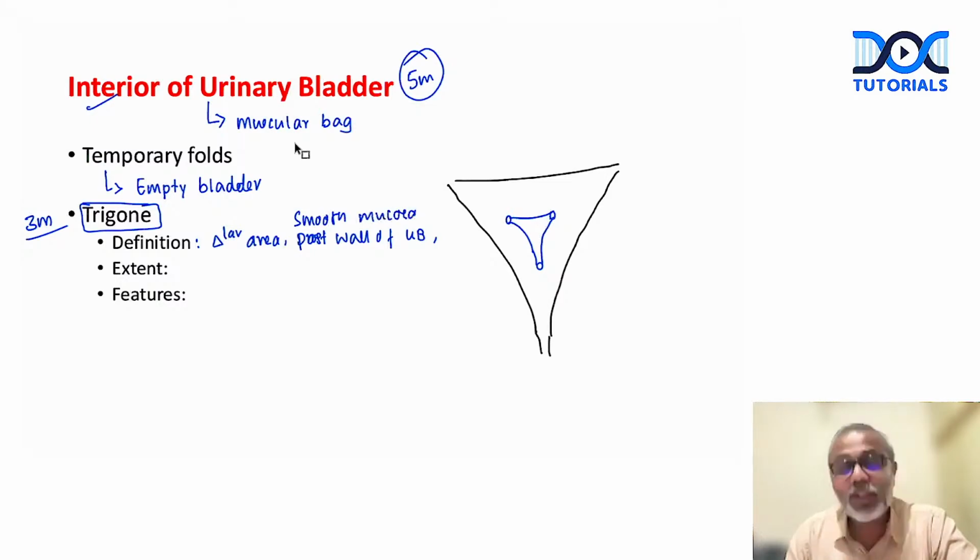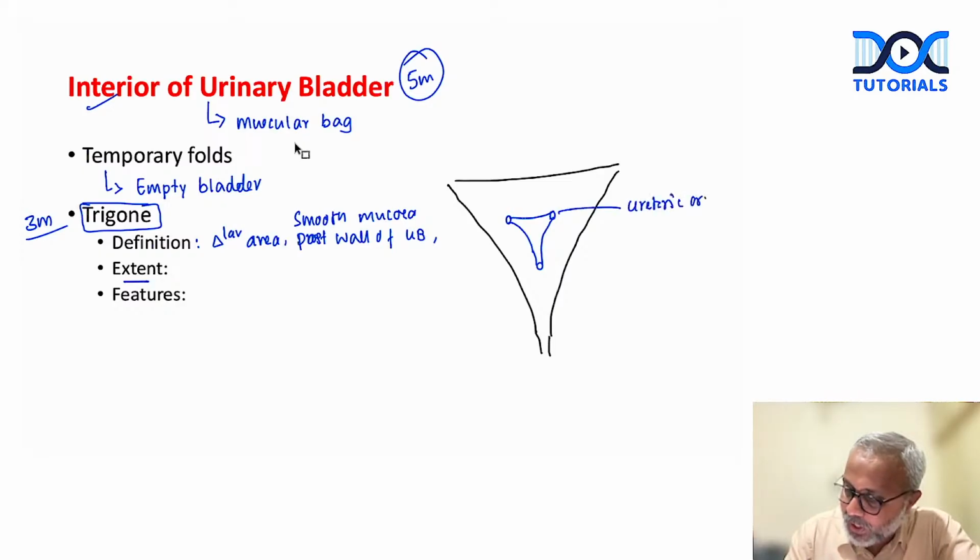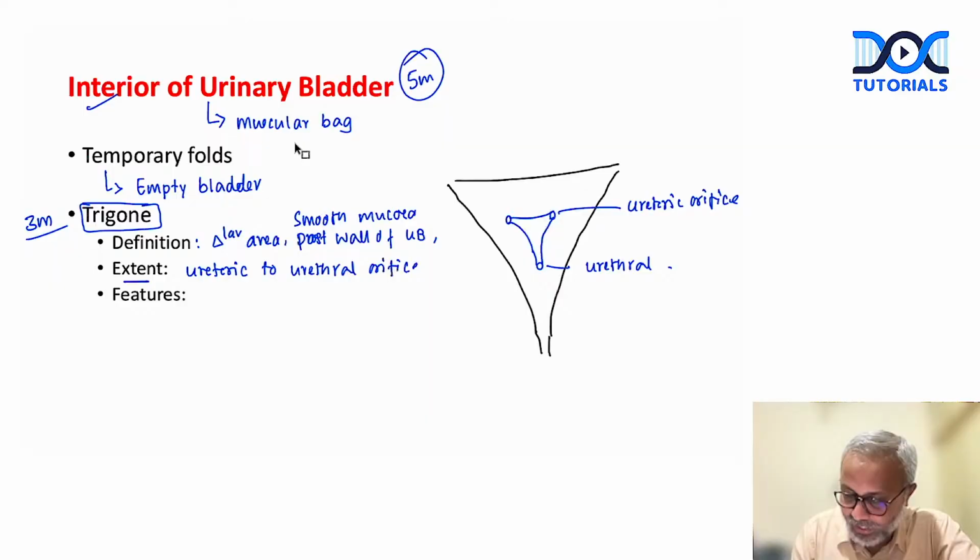Rest of the area of the urinary bladder, we will identify the mucosal folds. But in the posterior wall of urinary bladder, we will identify this triangular area, right? This triangular area is what we refer to as the trigone of the urinary bladder, right? Now, what is the extent? Remember, above it extends from the ureteric orifice below to the urethral orifice. Okay, so it extends from ureteric to urethral orifice. This is the extent, right?